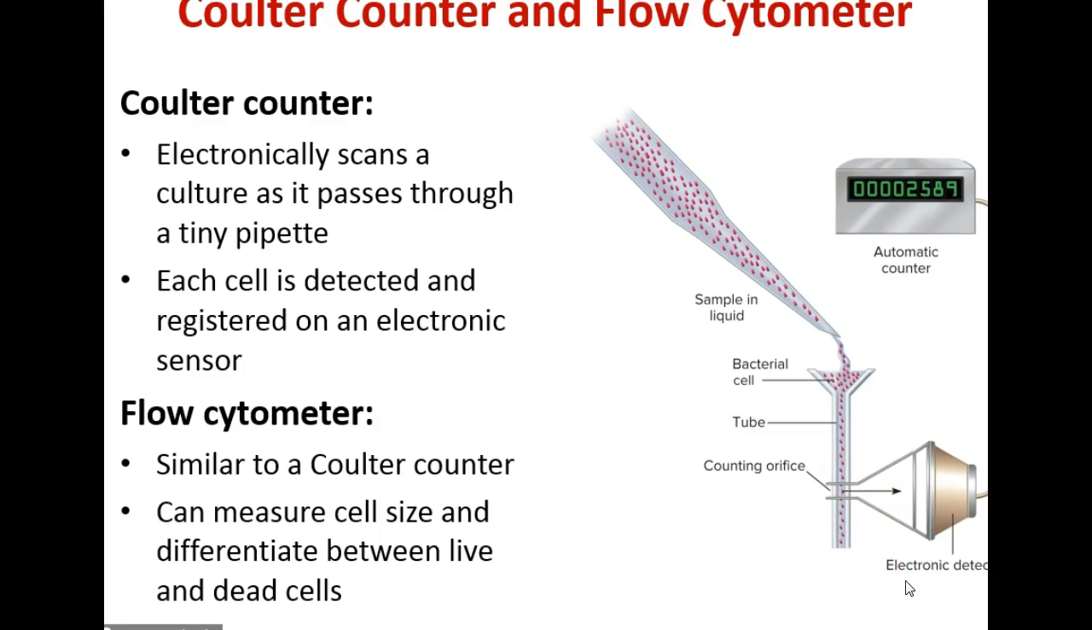A flow cytometer is similar to a culture counter. It can measure cell size and differentiate between live and dead cells. That's a clue there now. A flow cytometer does basically the same thing as a culture counter, but it can differentiate between live and dead cells. So when I ask you that again in about 2 minutes, you'll be able to tell.